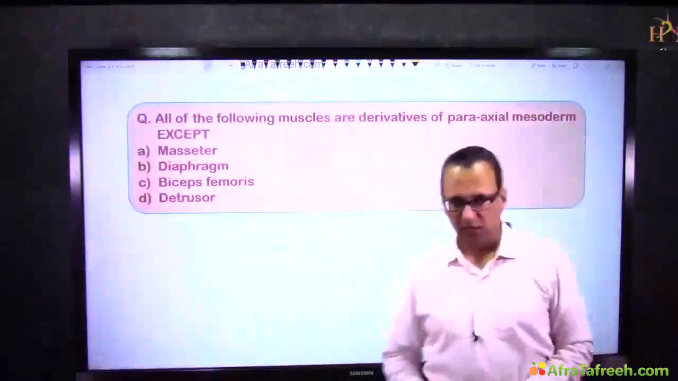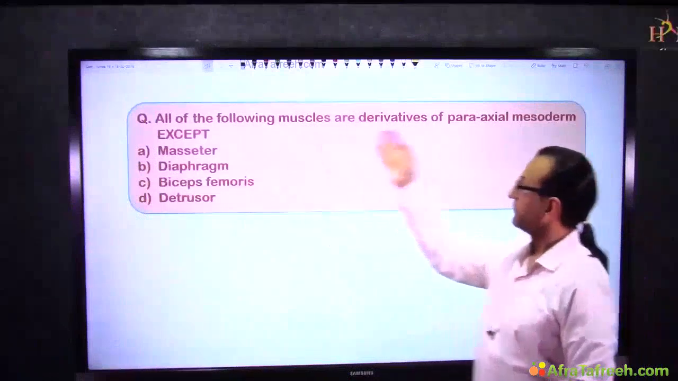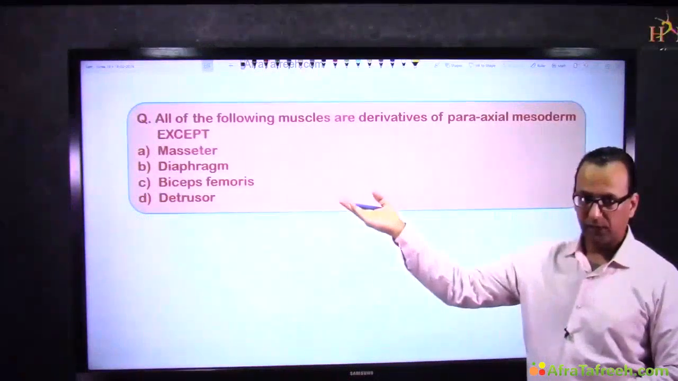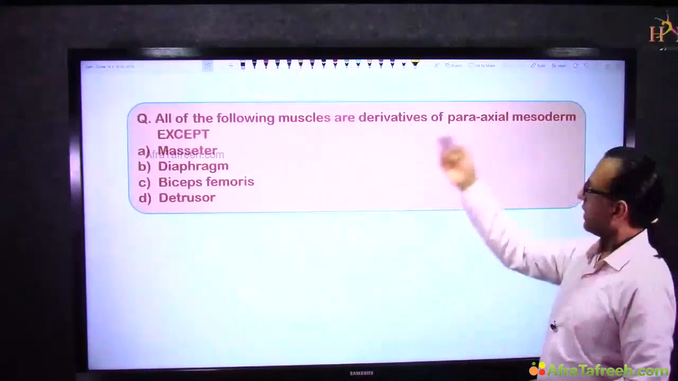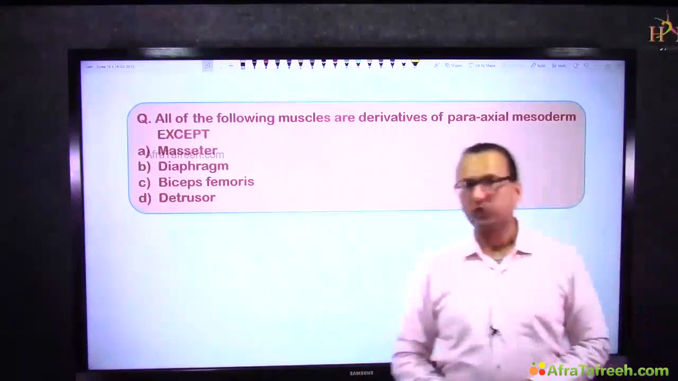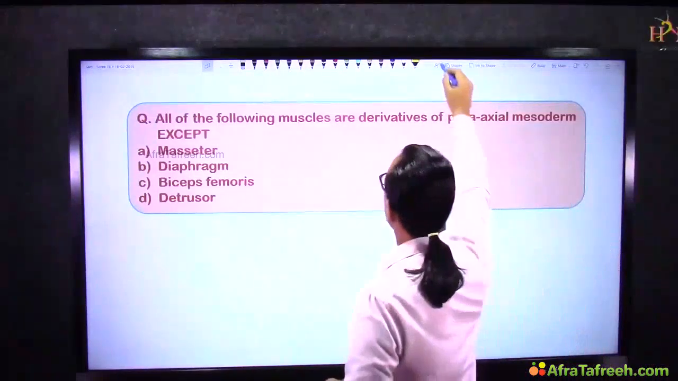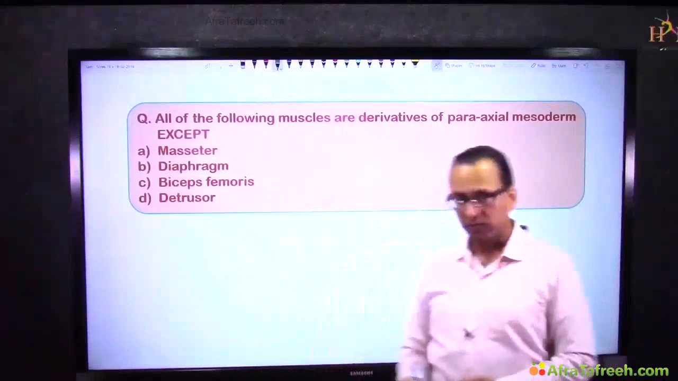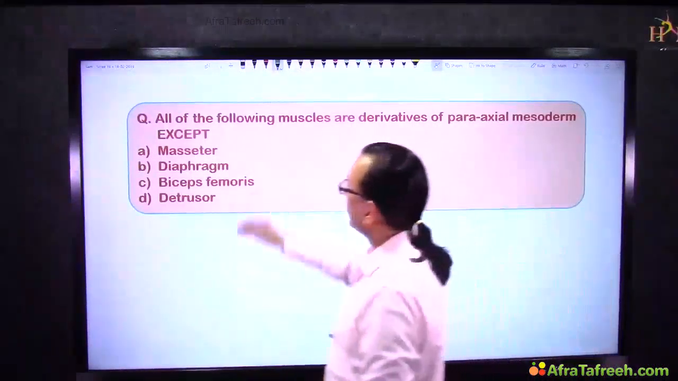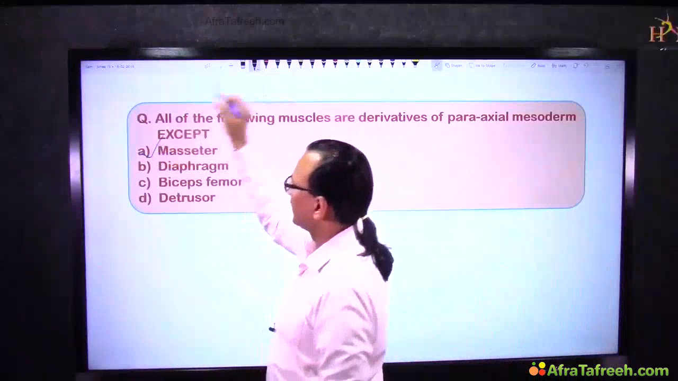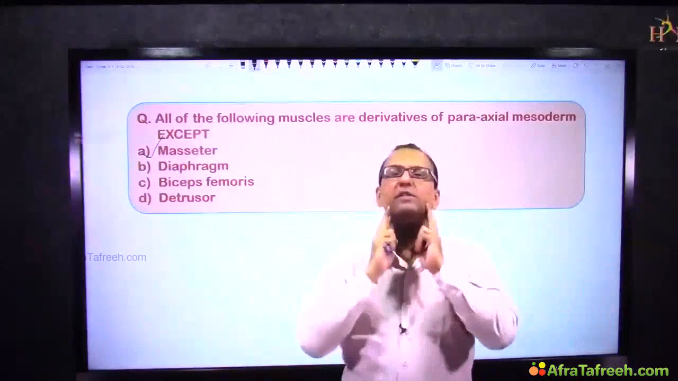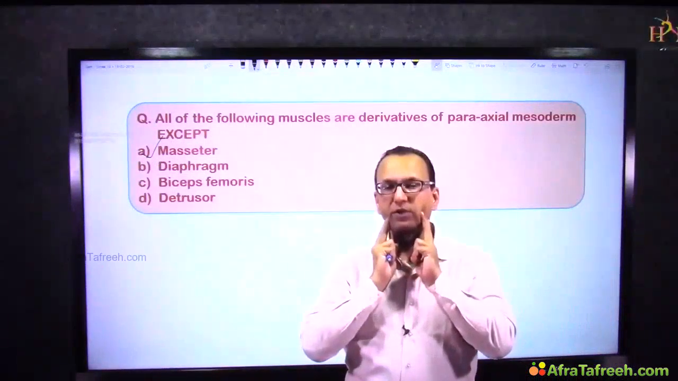Now we find this question asking, all the following except come from paraxial mesoderm. We already know paraxial mesoderm is going to form skeletal muscles. And you can see there are already some skeletal muscles here. Like this is the masseter. Masseter is a pharyngeal arch muscle. It's a skeletal muscle coming from paraxial mesoderm.